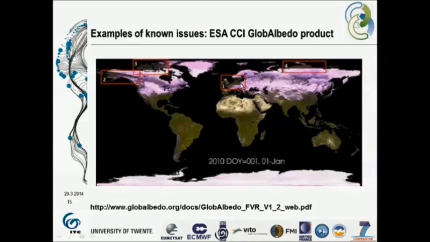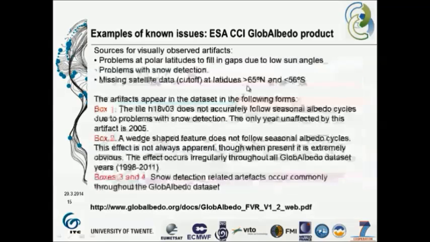It's in Europe. You can see that there is a very strange border with snow cover and not snow cover. And they also tell in this validation report these known artifacts that you can easily detect visually. One problem is the snow detection. One problem is at polar latitudes to fill in gaps due to low sun angles. And one problem is missing satellite data at high latitudes or very southern latitudes.